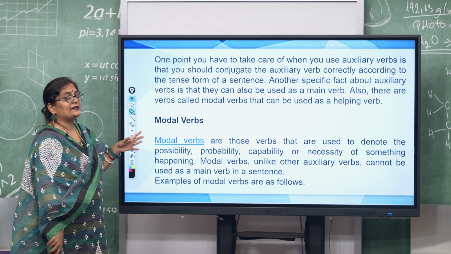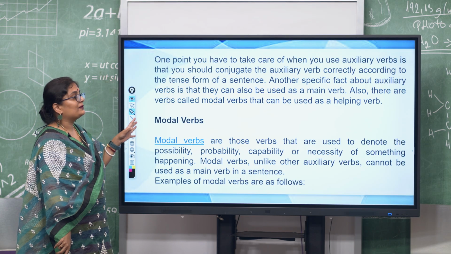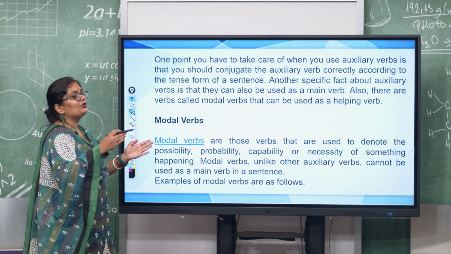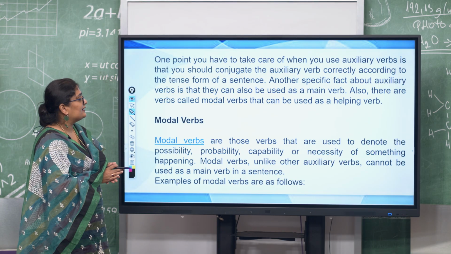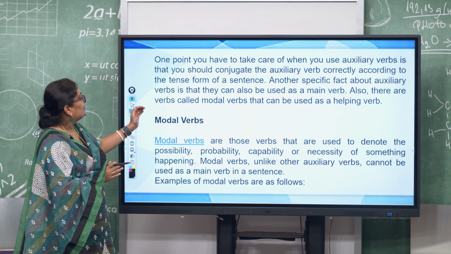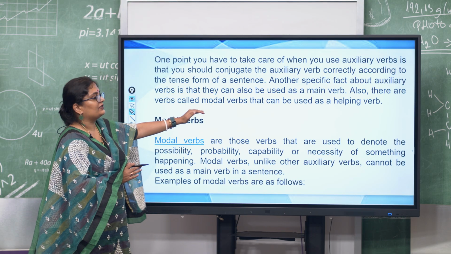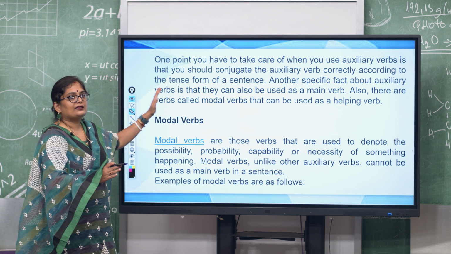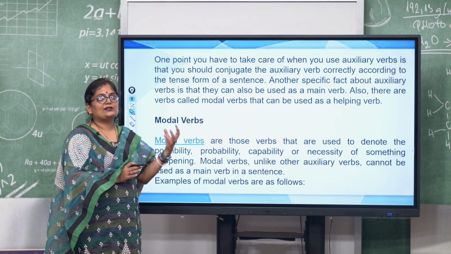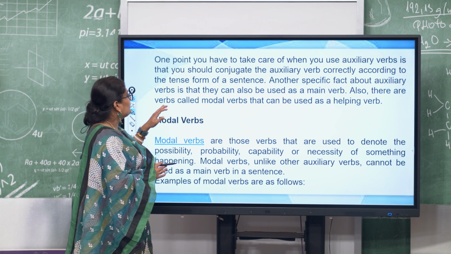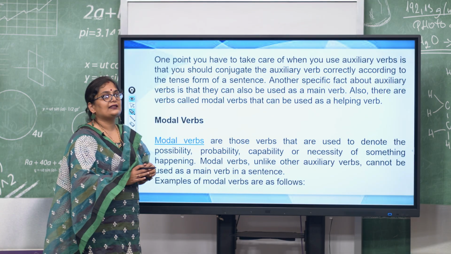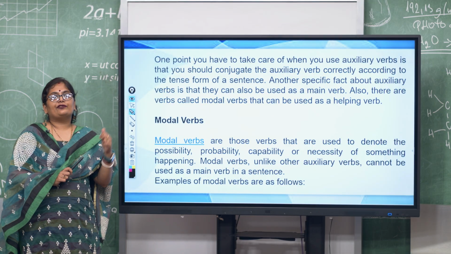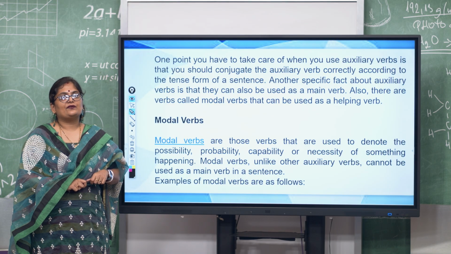And another specific point that you need to remember about auxiliary verbs is that they can itself be used as the main verb in certain cases. Also, there are verbs called modal verbs that can be used as helping verbs. Auxiliary verbs can be used as a helping verb. Also, there are modal verbs that can also be used as helping verbs. We defined auxiliary verbs in the previous slide.